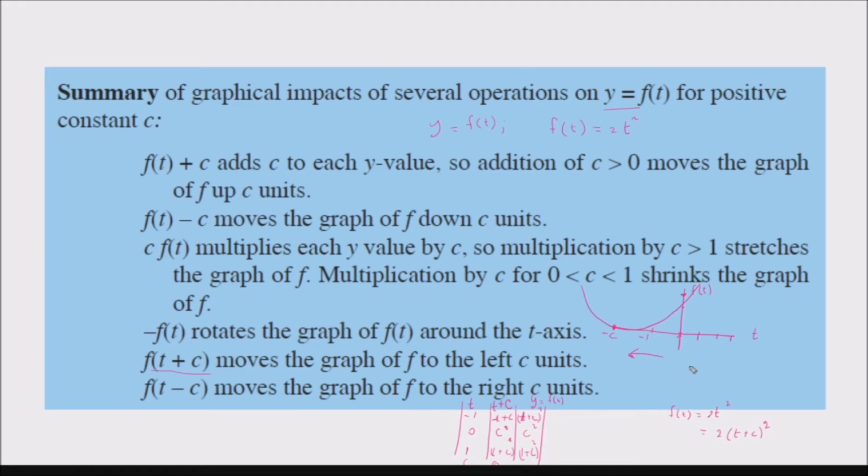Okay, so the positive c also, if you're talking about this, where is the y going to be 0? The y is going to be 0 when t is equal to plus c. So somewhere here, if there's a plus c, then my f(t) is going to be 0. So my graph will be moved that way. So it's the rightward shift. That's what it's talking about here, the leftward and rightward shifts.